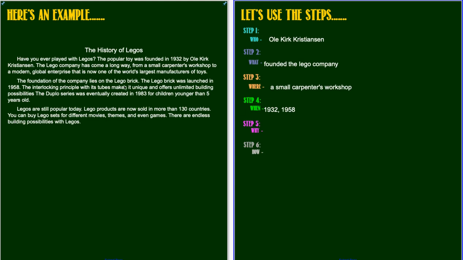Step 5, why? Does it tell us why he made them? Not really. It just talks about what the Legos are. Does it talk about how he made them? Not really. So if I can't answer these questions, I'm not just going to sit here and try and guess, because I only want to summarize what was already stated. I don't want to try to put in extra information. So I'm done. I don't even have to do steps 5 and 6 this time.